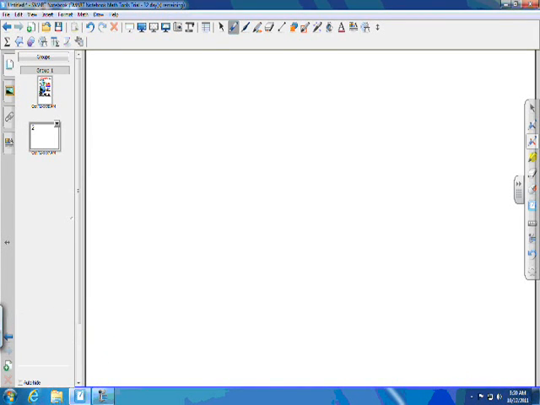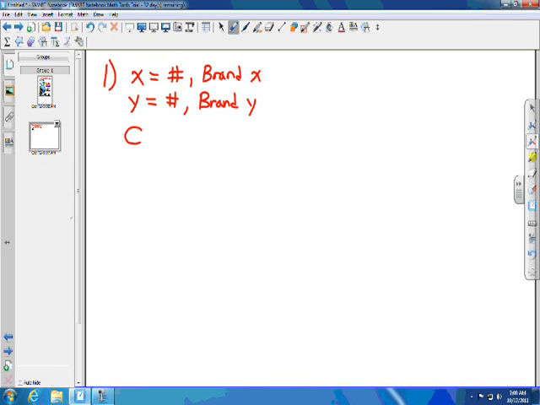In step 1, you are wanting to minimize your cost. You've got to label your variables again, which are pretty well done for you. X will equal the number of brand X pills, so Y equals the number of brand Y vitamins. So this time you're not wanting to maximize profit, you're wanting to minimize cost.